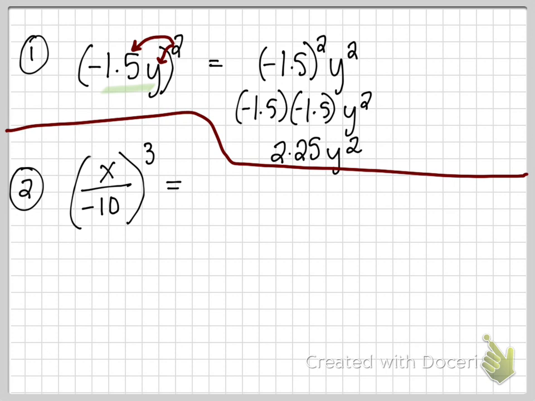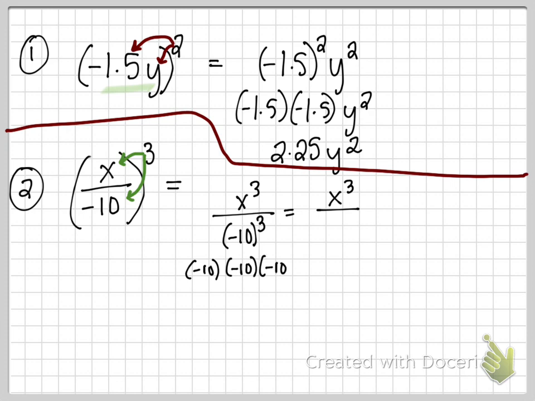This will be our second example, a quotient of powers: the quantity x over negative 10 to the third power. Our rule says we need to give this exponent of 3 to both the numerator and the denominator. So this becomes x to the third over negative 10 to the third. If we simplify that, we get x to the third, and negative 10 to the third means negative 10 times negative 10 times negative 10. 100 times negative 10 is negative 1,000, and that would be our answer.